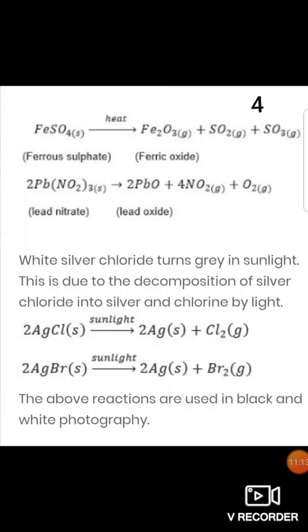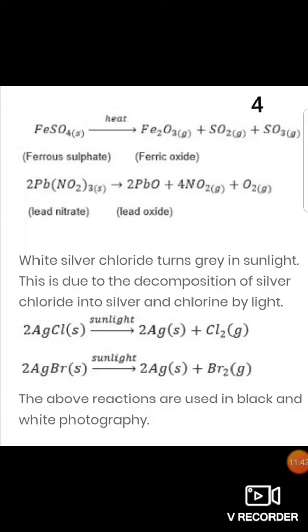White silver chloride turns grey in sunlight. This is due to the decomposition of silver chloride into silver and chlorine by light. AgCl, silver chloride solid, in sunlight gives silver solid plus chlorine gas.